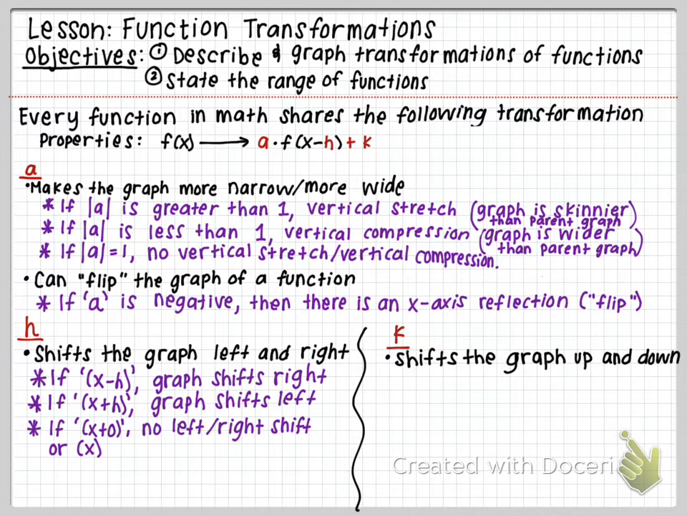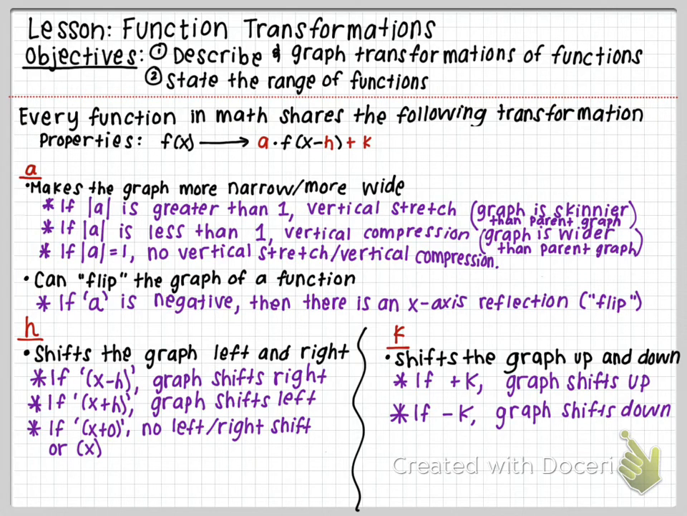Now, K. Let's talk about K. K shifts the graph up and down. If it's a positive K, the graph shifts up. If it's a negative K, the graph shifts down. And what do you think if there's no K or if it's plus 0? It doesn't move up or down, right? So that's the basis of the transformation properties. You guys, this is so important. Please understand A, H, and K.